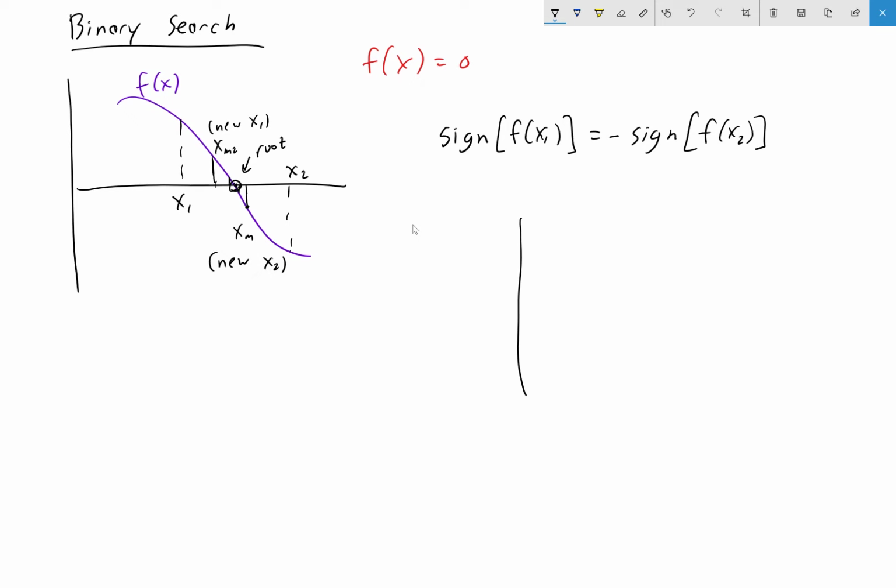The one place where this can fail for you is if you have something called a double root, where your function just comes down and touches the x-axis. That can't be bracketed. And so binary search will not work with those kinds of roots. You'll need another technique for those.